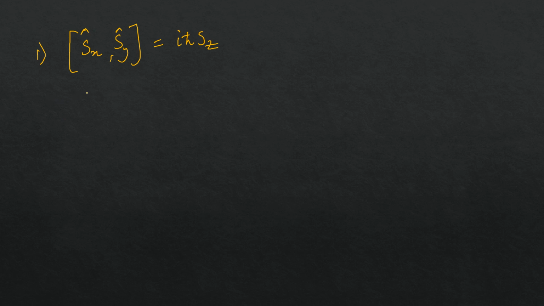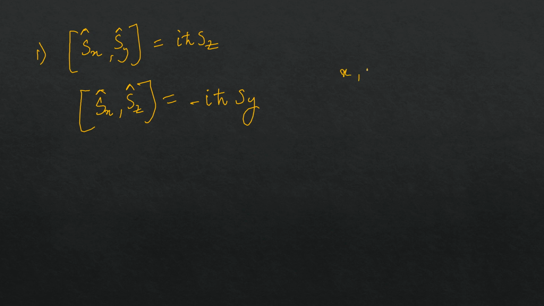So for example, the commutator of Sx and Sz will be minus i h cut Sy, isn't it? Because the order should be x, y, z. If we are commutating x and y, we will get z. If we are commutating y and z, we get x. But if we are commutating x and z, we will get minus y. So the Sx Sy commutator is i h cut Sz, and the Sx Sz commutator is minus i h cut Sy.